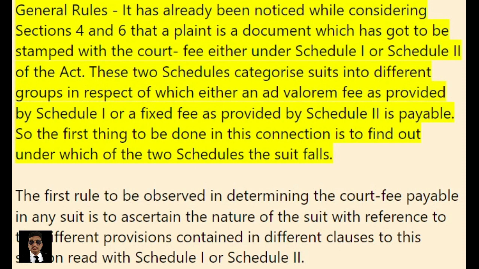General rules. It has already been noticed while considering Sections 4 and 6 that a plaint is a document which has got to be stamped with the court fee either under Schedule I or Schedule 2 of the Act. These two schedules categorize suits into different groups in respect of which either an ad valorem fee as provided by Schedule I or a fixed fee as provided by Schedule 2 is payable. So the first thing to be done in this connection is to find out under which of the two schedules the suit falls.